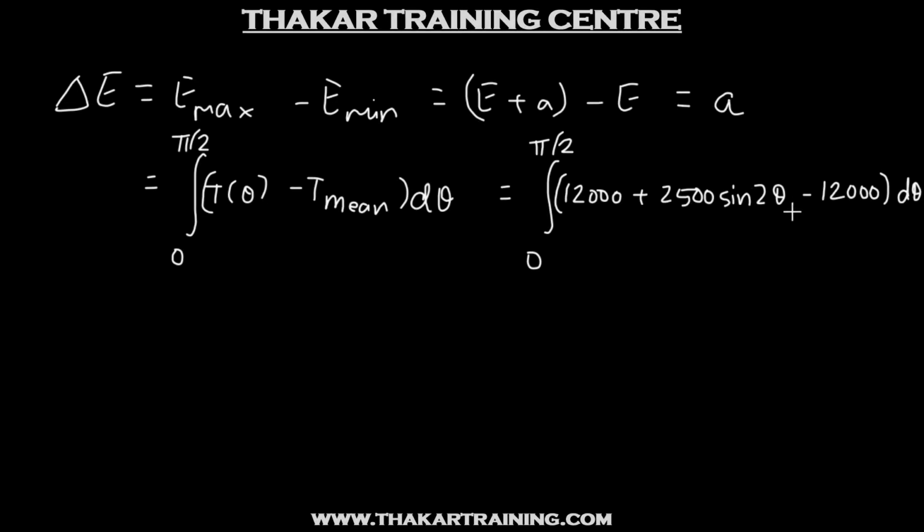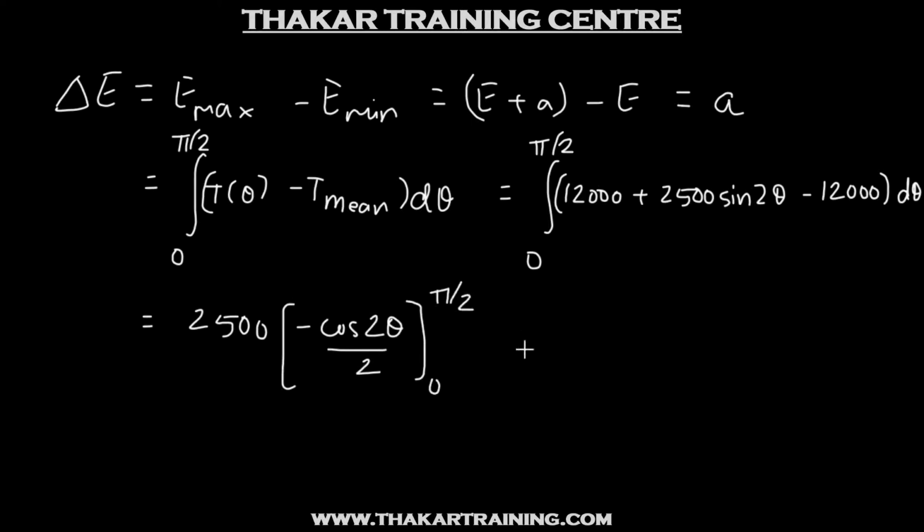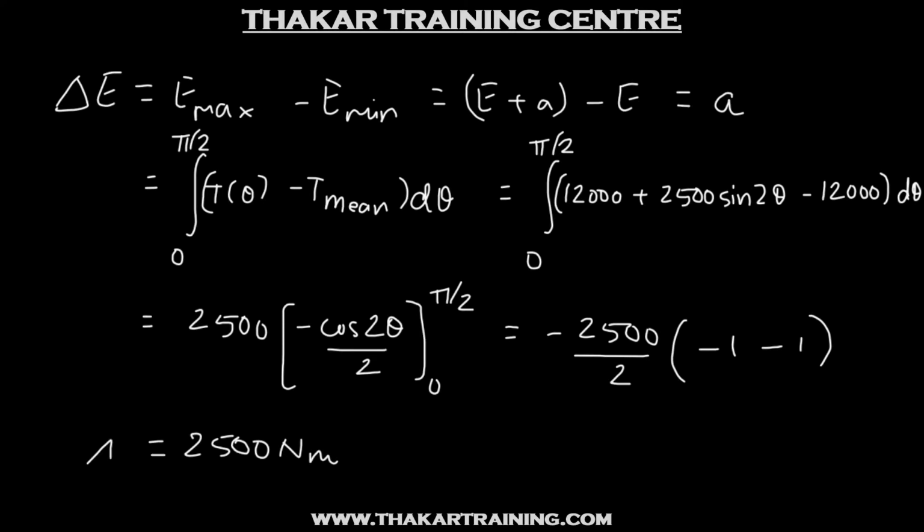So this 12,000 cancels off and that 2,500 is constant. Integration of sine 2 theta will be minus cos 2 theta by 2, and the limits are 0 to pi by 2. So this will be minus 2,500 by 2, and on substituting the limits, at pi by 2 this will be cos of pi, which is minus 1, and at 0 it will be cos of 0, which is 1. So the minus signs get cancelled as well as the 2, and so the maximum fluctuation of energy is 2,500 Newton meter.